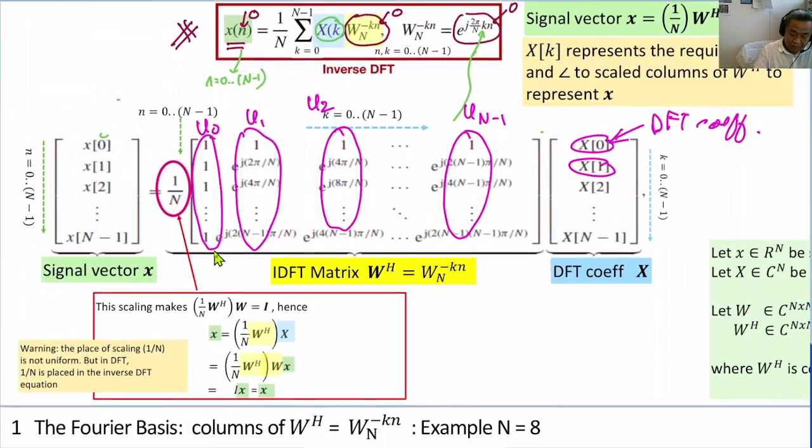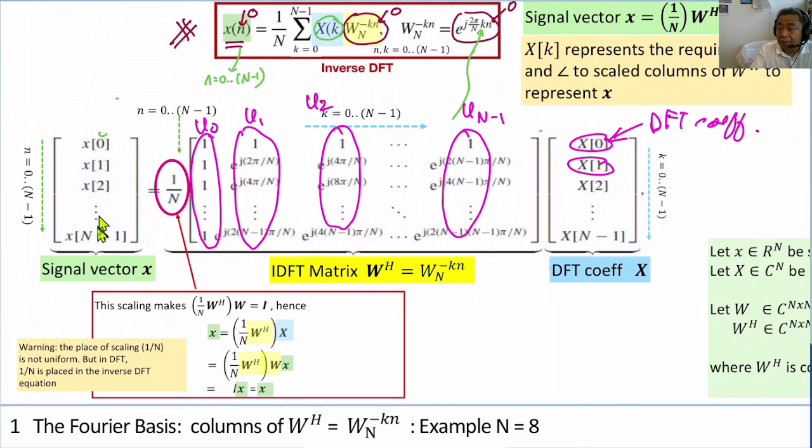Now, with that, you've already understood it from this notation here. x in time is equal to 1 over N times a matrix W^H multiplying by the DFT coefficients represented as a column vector. The next slide will show you that W^H and 1/N has an inverse. This guy has an inverse called W. And W is the famous DFT matrix.